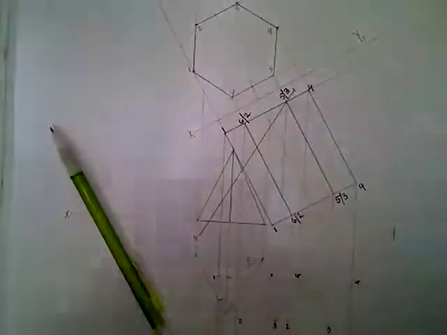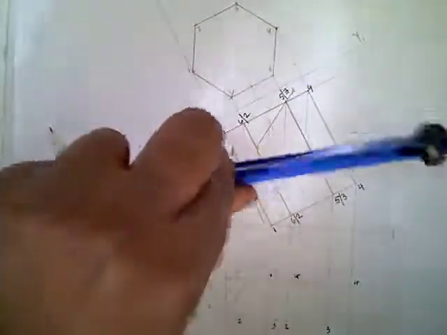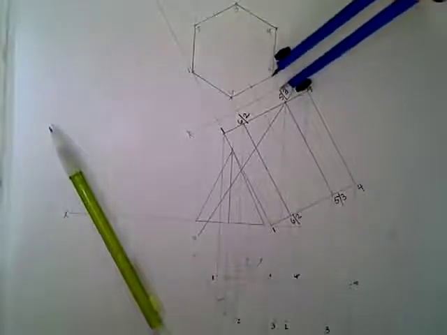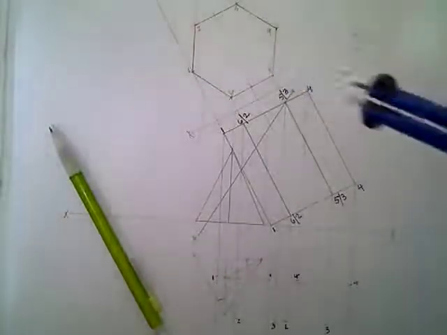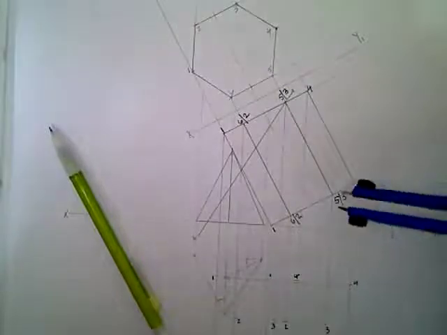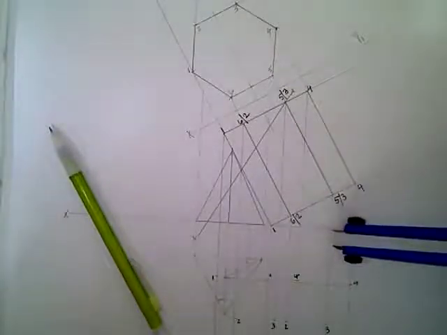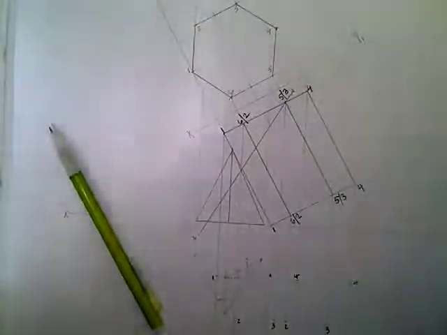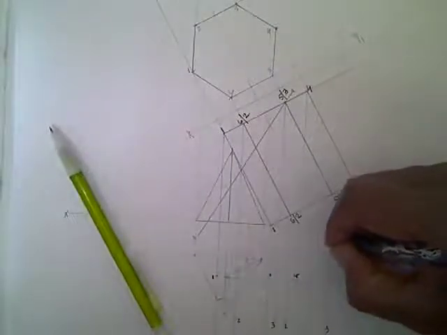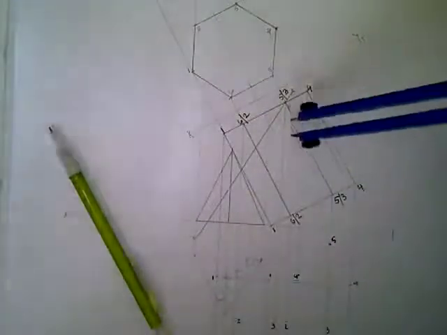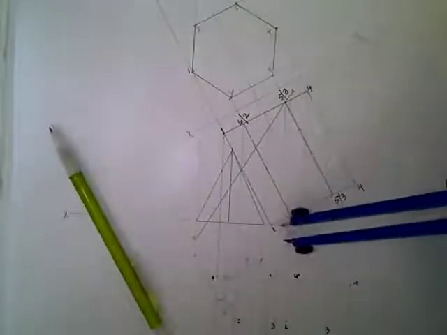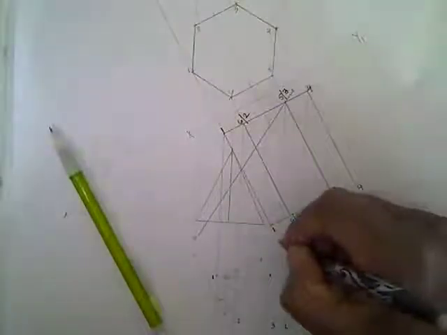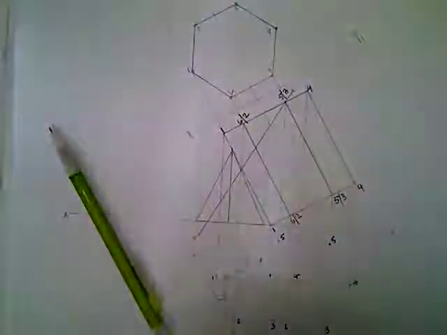And then 5. Ground line to 5. There will be two 5s. Here is the first 5. Here is the ground line, ground line to 5. 5 is here, and then another 5 is there. Ground line to 5, another 5.